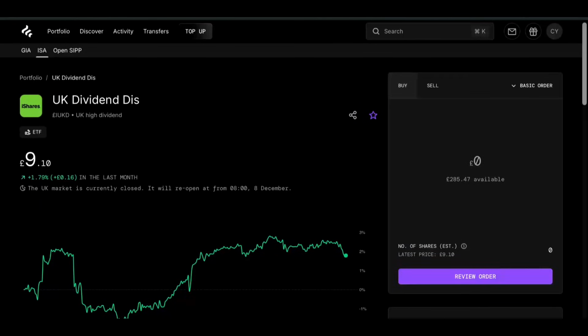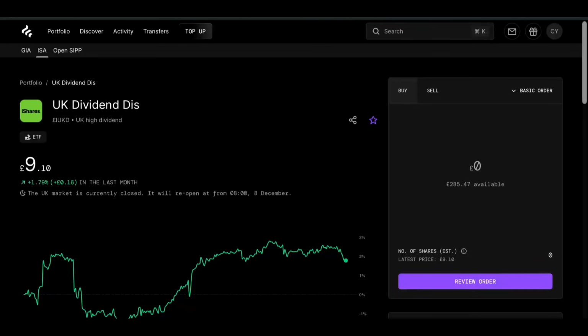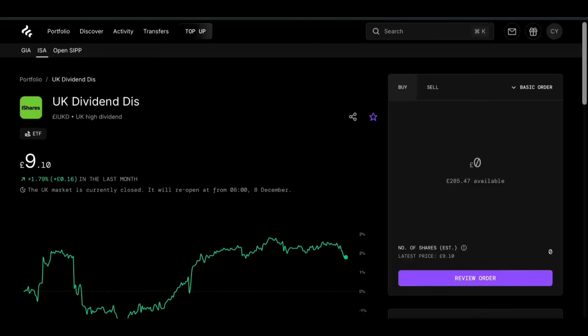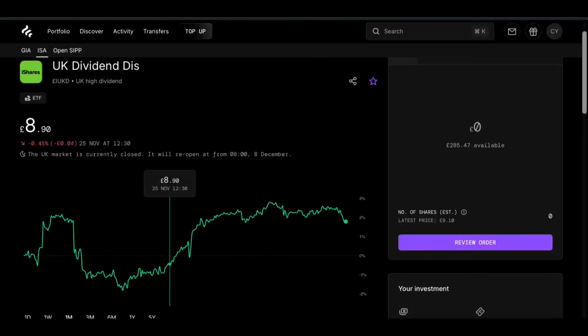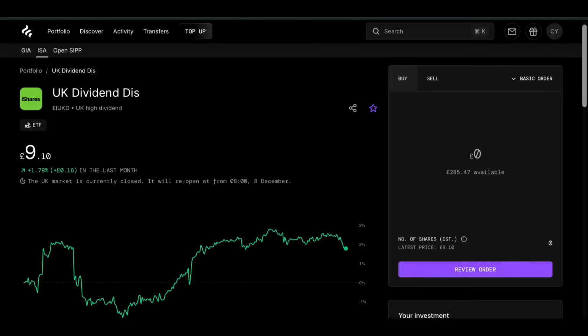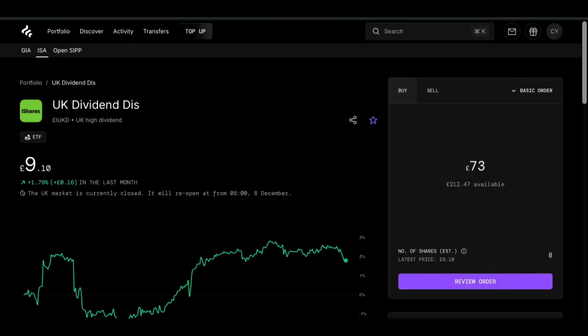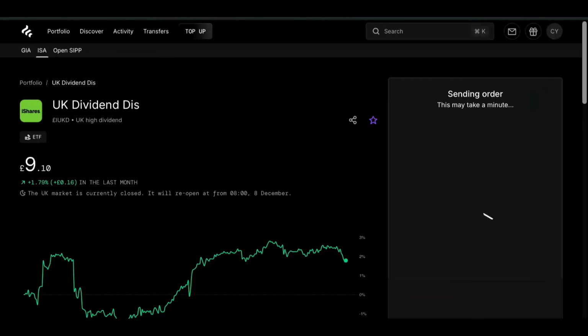And the ETF I've chosen as the core for this portfolio is going to be the iShares UK Dividend ETF, stock ticker IUKD. This ETF has actually outperformed the FTSE 100 over the last 1, 3 and 5 years, and it does have a higher average dividend yield compared to the FTSE 100 and has a broader sector exposure. And with this being my core holding in the portfolio, I want to keep building on this position every single month, so I'm going to add a further 8 shares for an amount of £72.80.